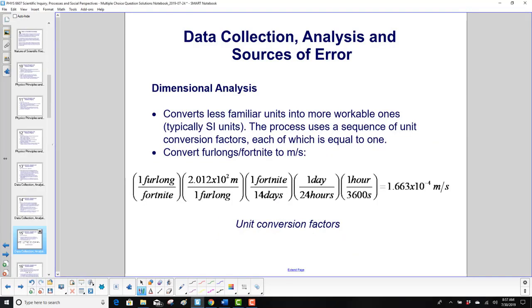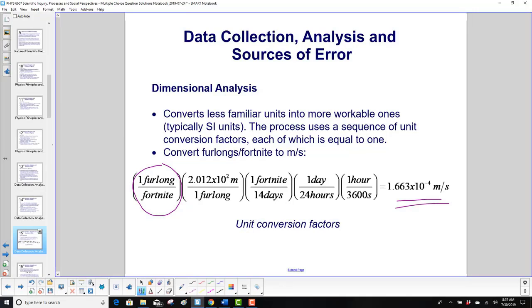Dimensional analysis is a very powerful tool when you're doing calculations. It will convert less familiar units, and over here I took probably one of the more unfamiliar units, a furlong per fortnight, and that's actually a velocity. Furlong is an Old English measurement for length, and fortnight is 2 weeks. So we want to convert it into SI units typically.